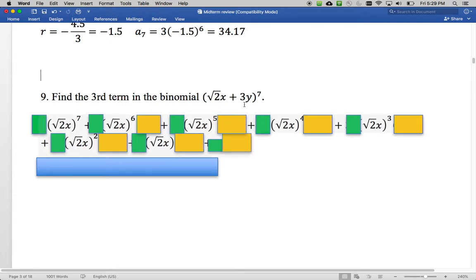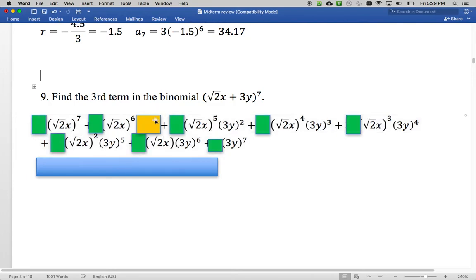Now that we're down here, we're going to start with our 3y raised to the 7th power. Then it's going to be 3y to the 6th. And again, notice the parentheses. Then to the 5th, to the 4th, to the 3rd, squared, and to the 1st power. And then this would be the 0 power.